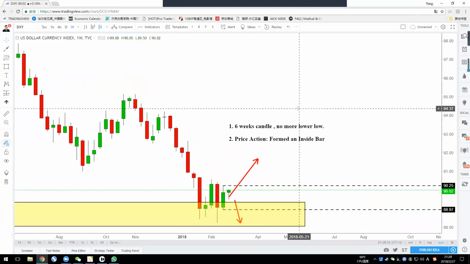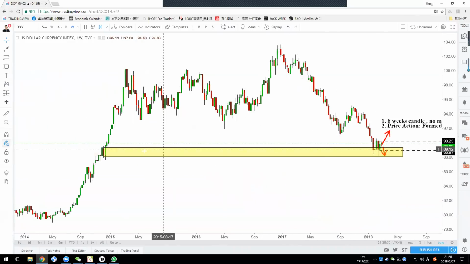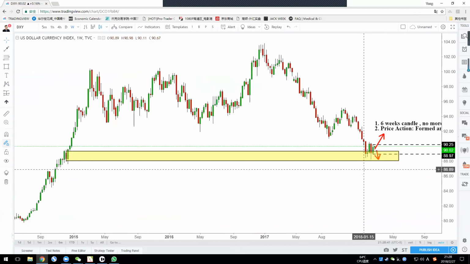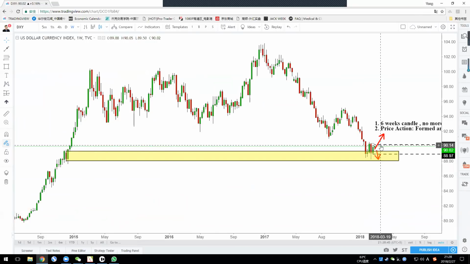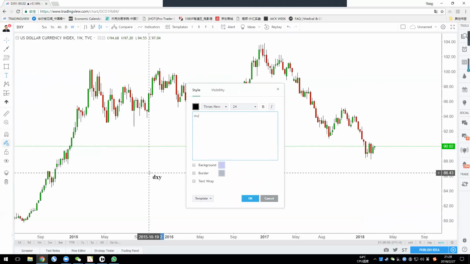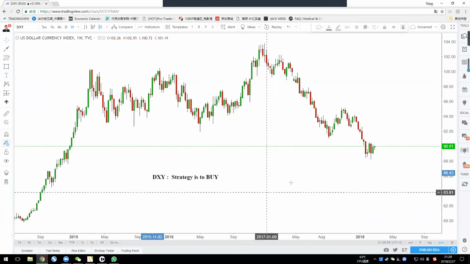So from this price action, from this structural analysis, we can see that DXY is really in a very, very good position to buy. That's the conclusion. Okay, let's look at the euro. So the conclusion is DXY is our strategy, to buy. So what does this tell you?